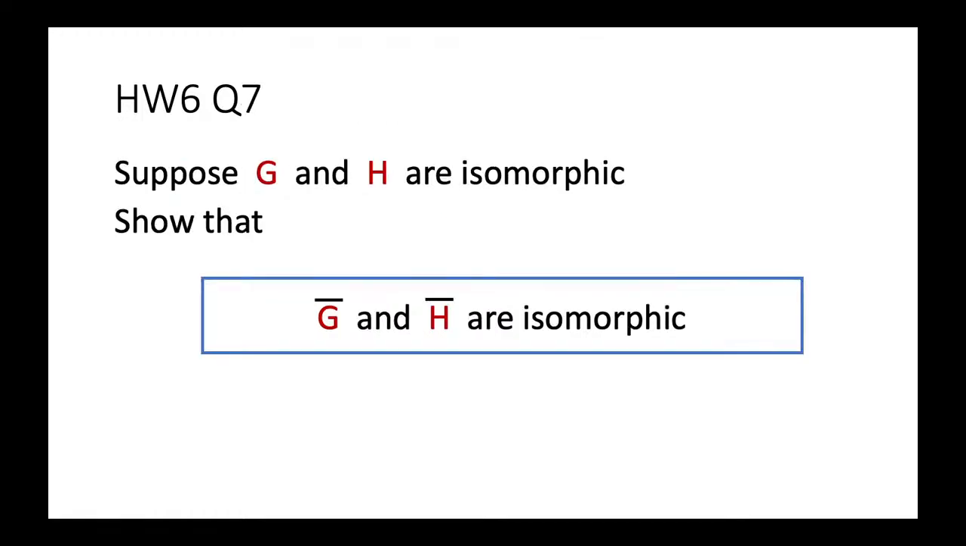Okay, so that's it. Now the next question should be question 6, but we will try to show question 7 first, because it will be a little helpful for solving question 6. Question 7 says that suppose G and H are known to be isomorphic graphs. We want to show that the complements of these two are also isomorphic. So if G and H are isomorphic, then their complements are also isomorphic. The answer turns out to be super easy.